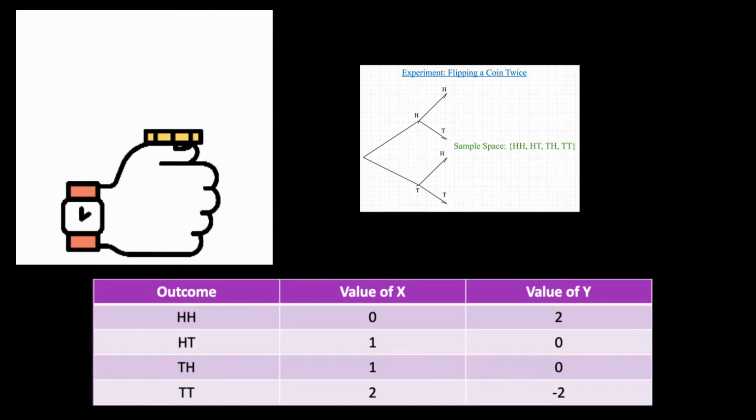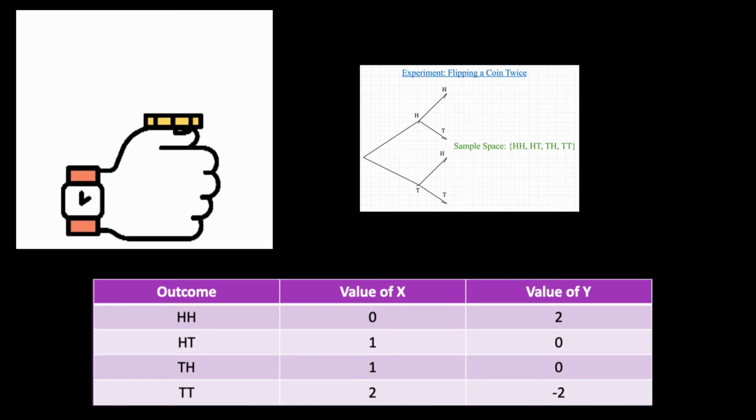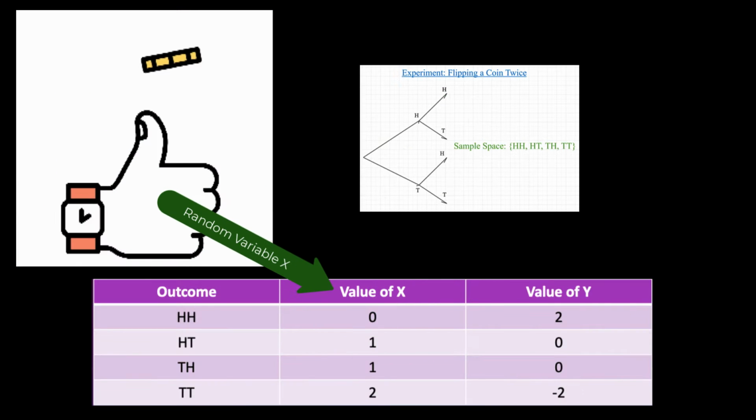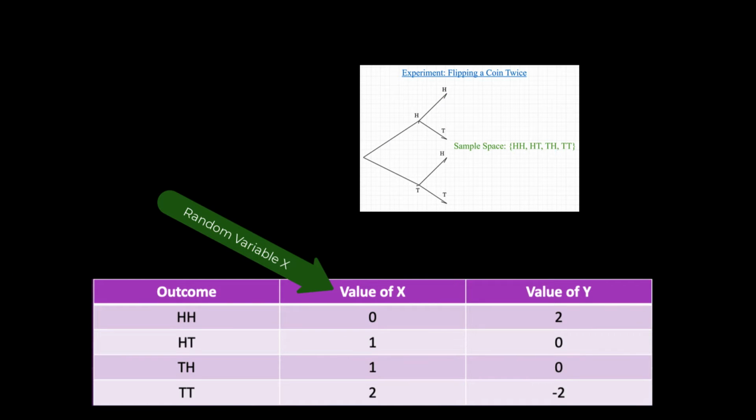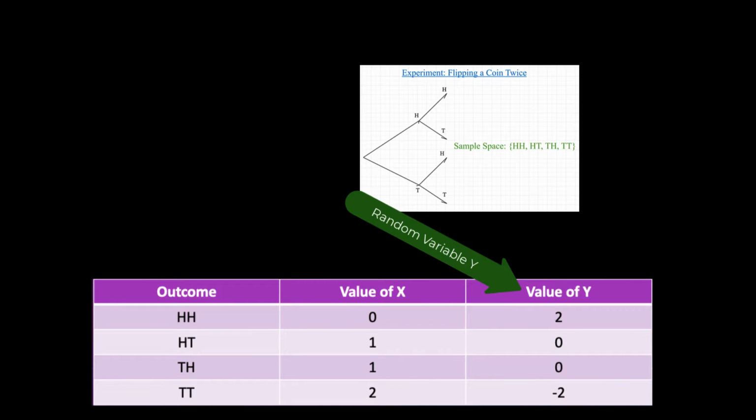I perform an experiment and flip a coin twice. I set my random variable x to be the number of tails when the experiment is performed. I can also set a second random variable, represented here by y, to be the number of heads minus the number of tails when the experiment is conducted. These are two of many random variables possible for this experiment.